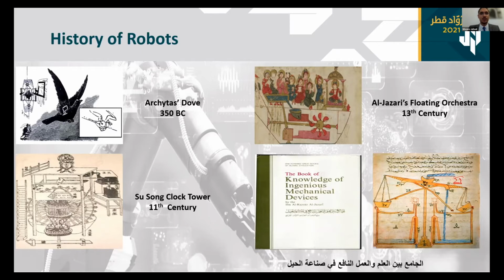And we go after that to very well-known scholars. I think everybody knows Abu al-Izz ibn Ismail ibn al-Razzaz al-Jazari. He invented many mechanical systems, and he's considered the father of advanced mechanics, where he developed a lot of mechanisms, and it's all captured in his world-known book, The Book of Knowledge of Ingenious Mechanical Devices, or in Arabic, الجامع بين العلم والعمل النافع في صناعة الحيل.